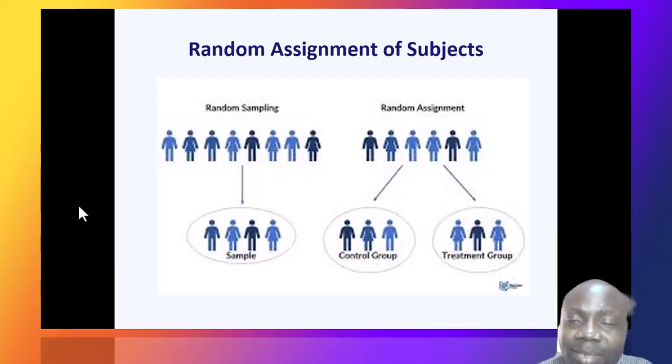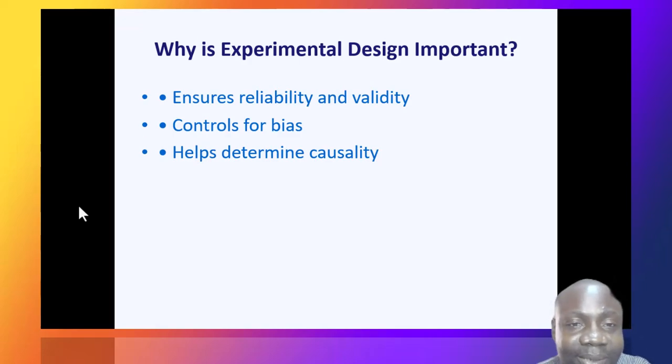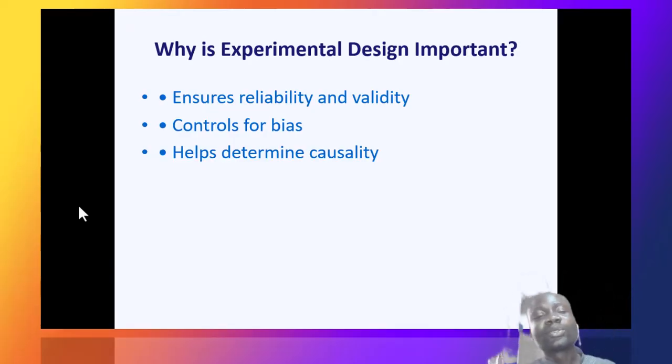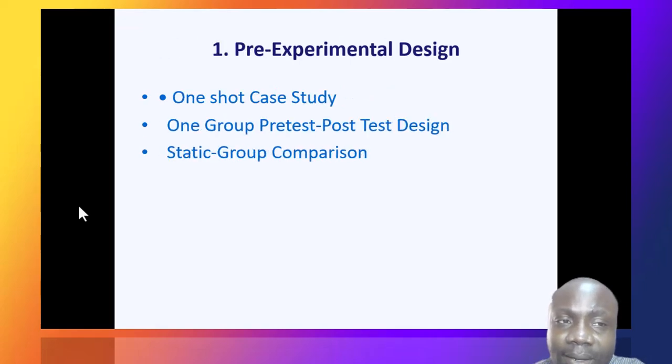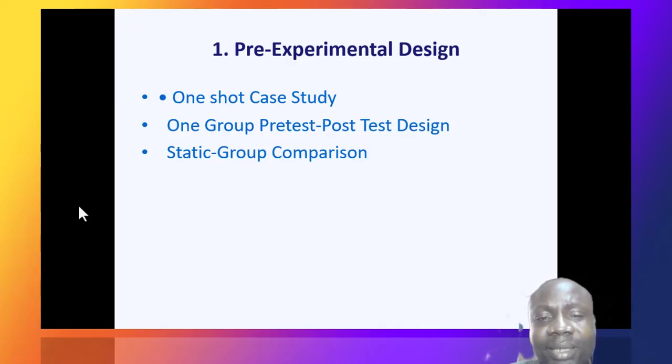There's random assignment of participants. And the beauty of experimental research is that it ensures reliability and validity. It controls for bias and helps determine causality. In experimental research, the researcher is able to argue for causality, while in non-experimental research, it may not be possible to argue for causality.